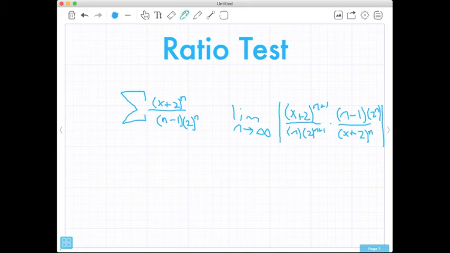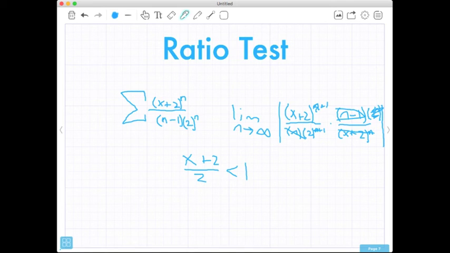And now what you're going to want to do again here is start canceling. So the 2 to the n will cancel out with this 2 to the n, and that will still leave behind a 2 to the 1, so just 2. And then here again we can cancel the x plus 2 to the n with this x plus 2 to the n, leaving x plus 2 up top. And then as you take the limit as n approaches infinity, n will be infinity, same as n minus 1, so we can cancel these two terms. And so what that's going to leave us with is the absolute value of x plus 2 over 2 is less than 1.